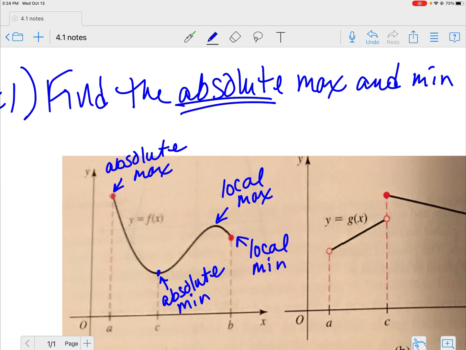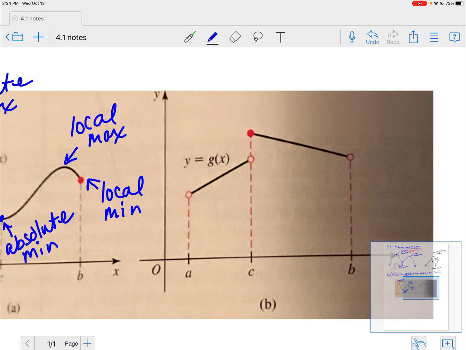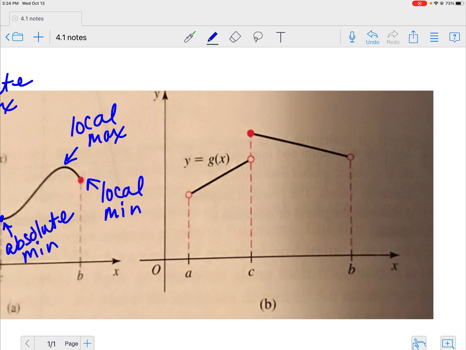Okay. Let's do this. What about this next one over here? What kind of information do we have? Yeah, check out all those open circles. With all of that open circle, can I count any of those? No, but I do have one closed up here, and it's the highest one possible, so that's going to be an absolute max.